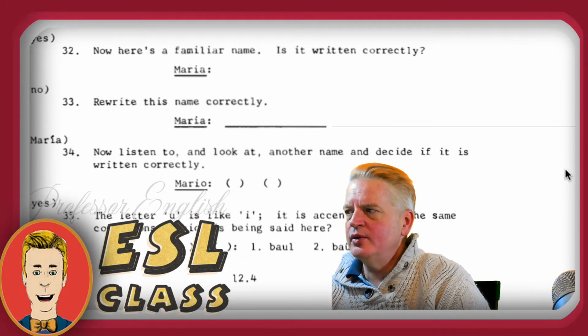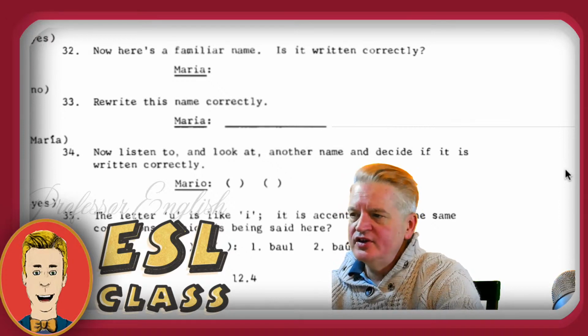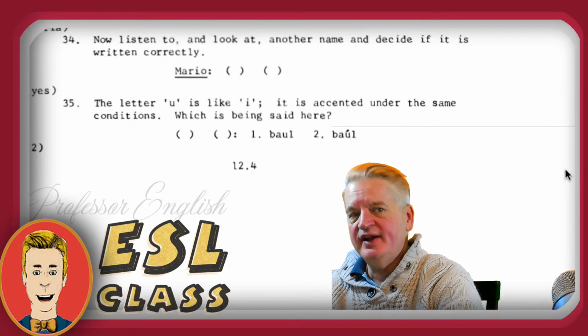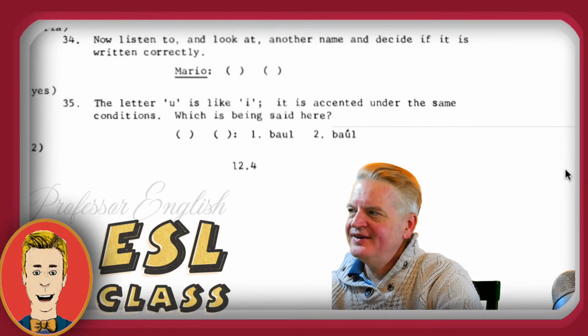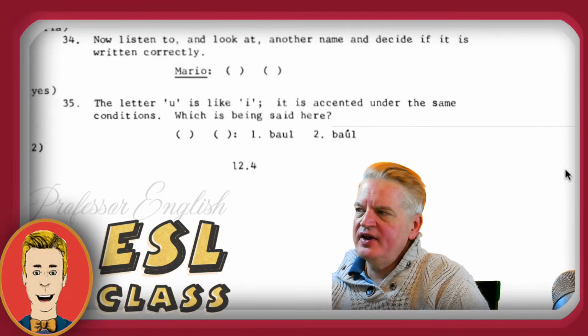And now we are at number 34. Now listen to and look at another name and decide if it's written correctly. Mario. This is written correctly because if it had an accent over the I, it would be Mario.